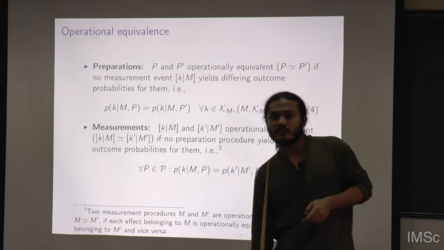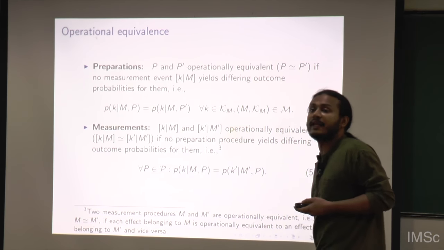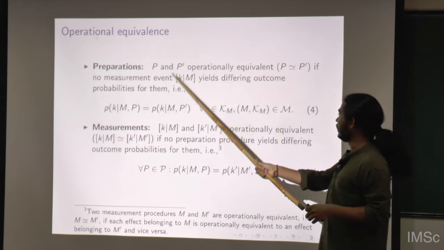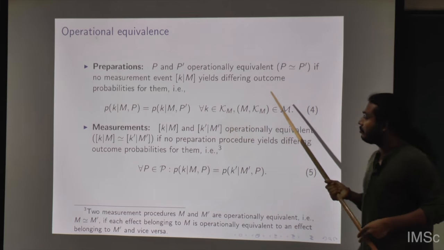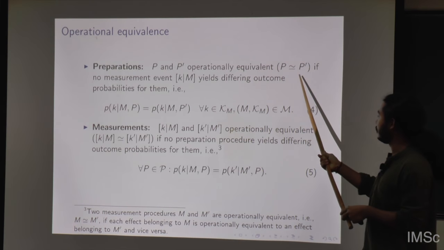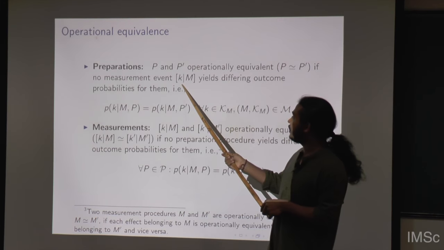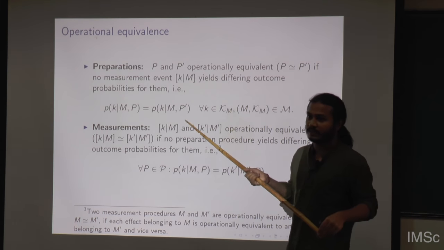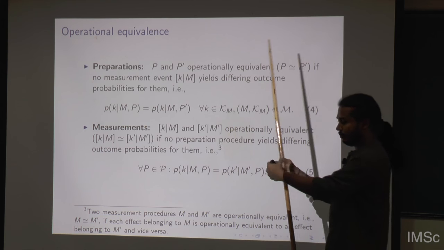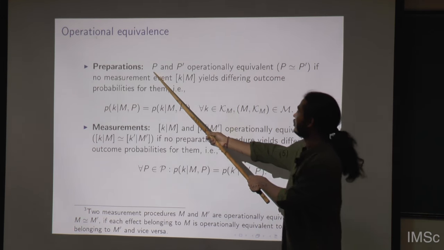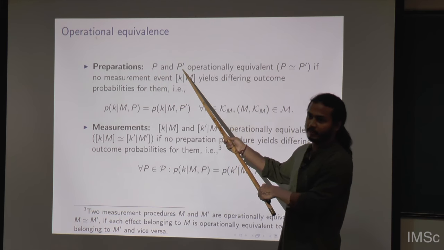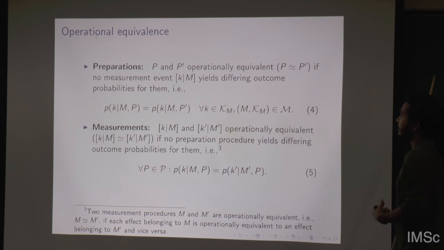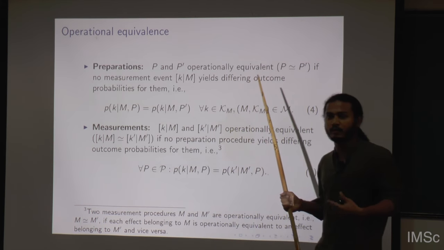Now that we have a definition of what an operational theory is, we can define equivalence relations in an operational theory. Consider the set of preparation procedures. We call two preparation procedures P and P prime operationally equivalent if no measurement event, no outcome k for measurement m, yields different outcome probabilities for them. That is, there exists no measurement device, no procedure that you can do in a lab, that can distinguish one preparation procedure from the other. For all measurements, these two preparation procedures give you the same probabilities. So operationally, there's no way to distinguish between them. That's why we call them operationally equivalent.